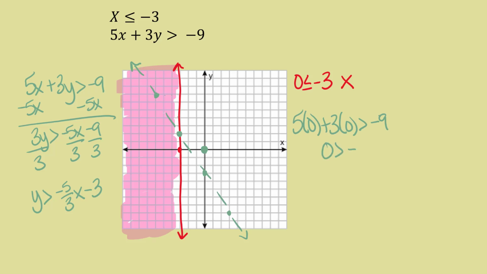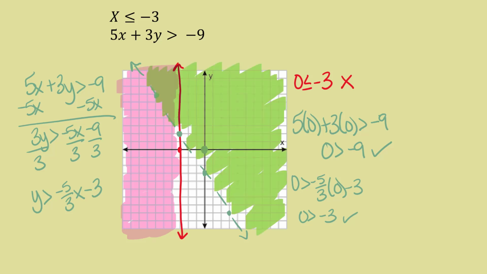When we plug it into the standard form, x is 0, y is 0, we get that 0 is greater than -9, which is true. If we plug it into our slope-intercept form, we have that 0 is greater than -5/3 times 0 minus 3. We get that 0 is bigger than -3, which is also true. So we're going to shade on the side of our line where that 0, 0 point actually exists. And so, again, our actual solution is the point where both of those highlighted sections cross over each other, which happens to be that skinny section right up in there.